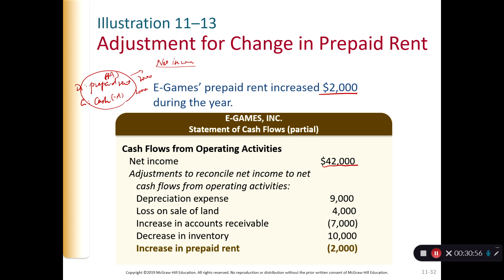But you have to minus it out because it increased. In other words, the cash outflow for the increase in prepaid rent caused the cash to decrease, right? So you've got to minus it by $2,000, but net income remained unaffected. So therefore, you need to record a transaction that does not affect the net income but decreases the cash. So we subtract the increase in prepaid rent from the net income.